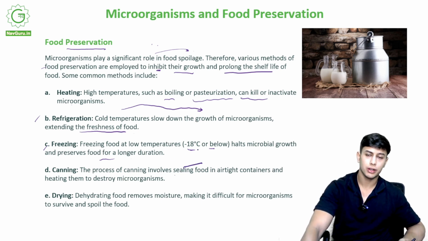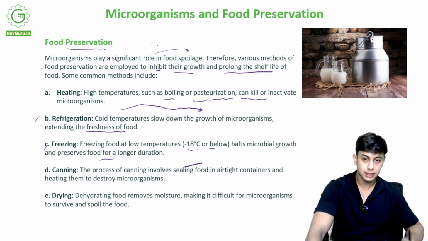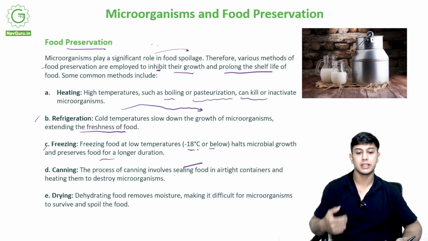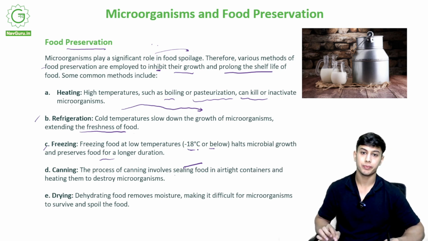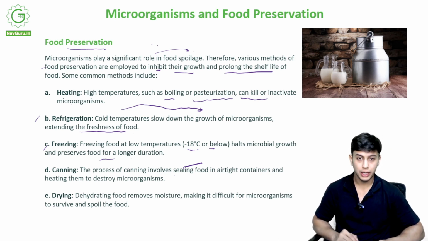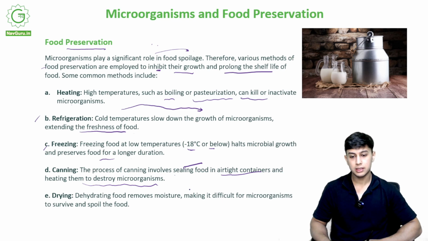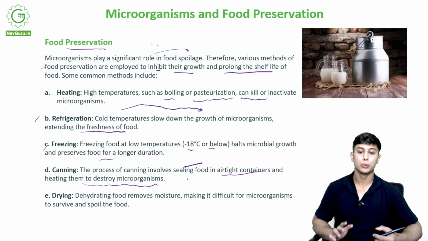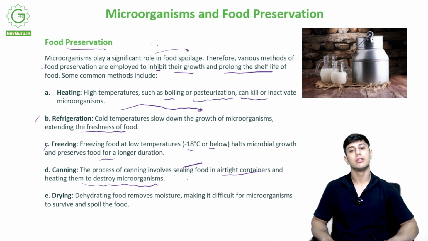Whenever you bring achar or some canned good from the market, it is sealed and there is some vinegar or a preservative inside it. Airtight. What does airtight mean? There is no passing of air. It is sealed so that there is no entering of microorganisms, in airtight containers, and heating them to destroy microorganisms. So if you bring a canned good, something to eat, you open that can, you heat it, there is no microorganism, it is a fully preserved food that you can eat.